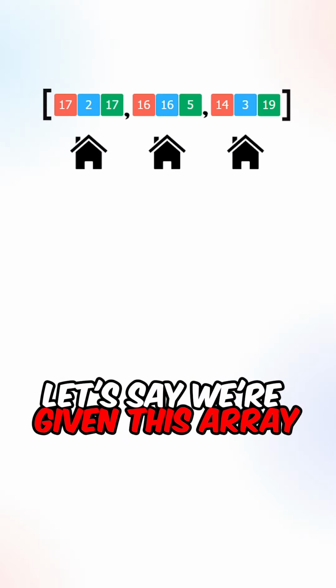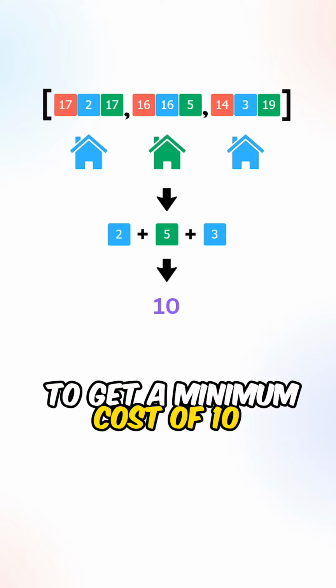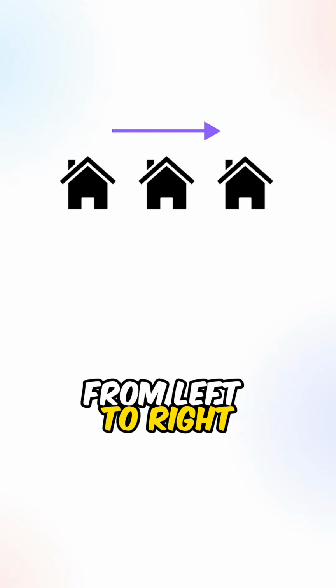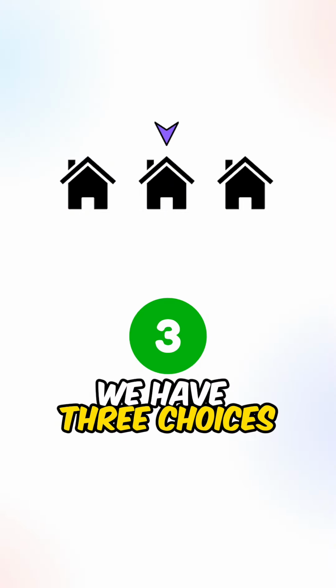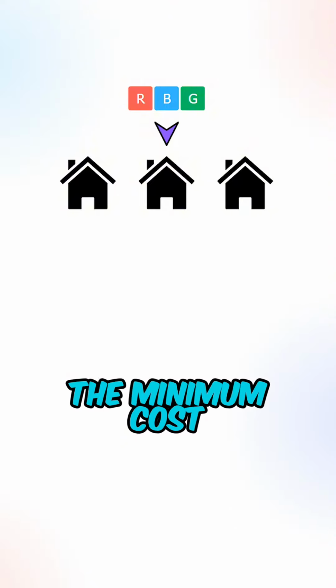Let's say we're given this array, we can paint the houses blue, green, and blue to get a minimum cost of 10. Let's go over the thought process. We will paint the houses from left to right. For each of the houses, we have three choices. We can either paint the house red, blue, or green. We will pick the choice that will give us the minimum cost.